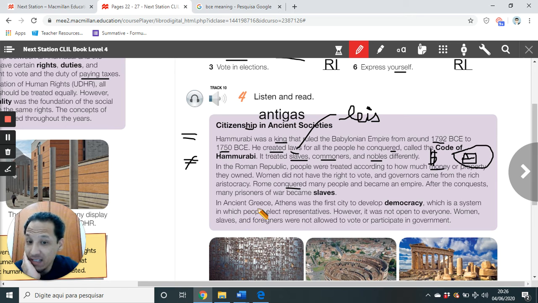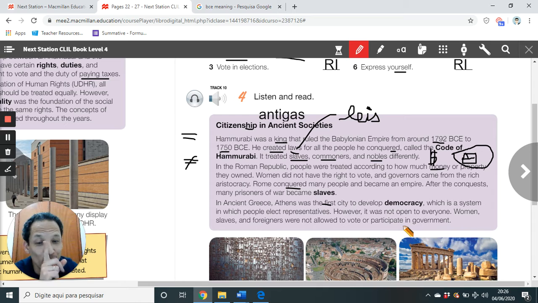In ancient Greece, né? Na Grécia Antiga, ó, one, two, three. Ok? Hammurabi, Babylonian Empire, Roman Empire, in Athens in ancient Greece. Athens was the first city to develop democracy. Então, foi a primeira a desenvolver, ó, first. To develop democracy. Então, foi a primeira a desenvolver democracy.